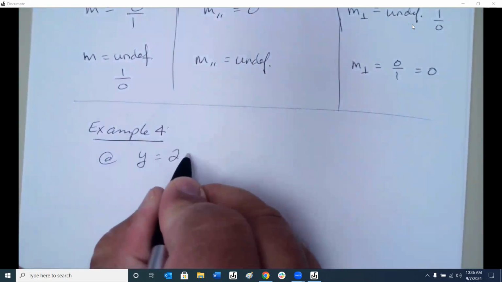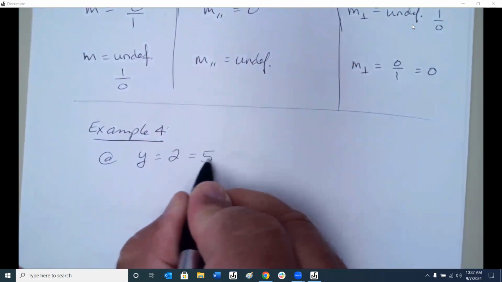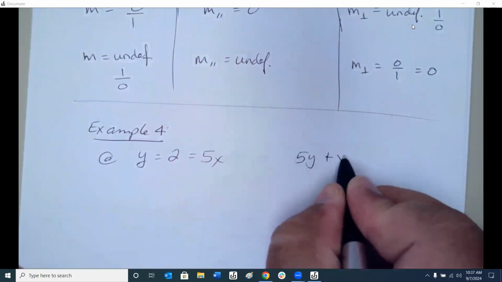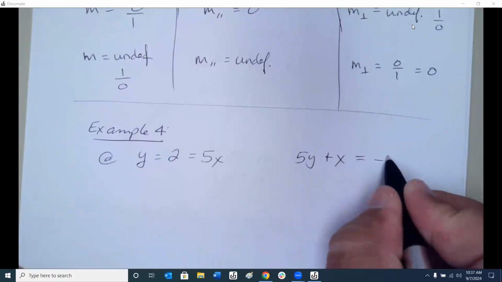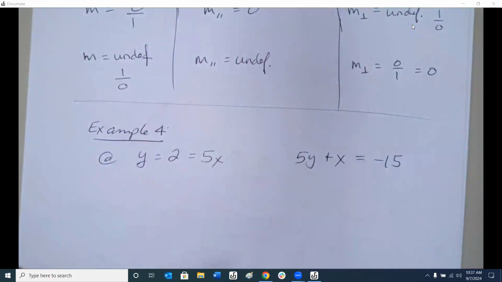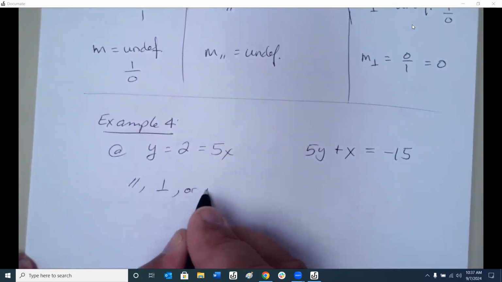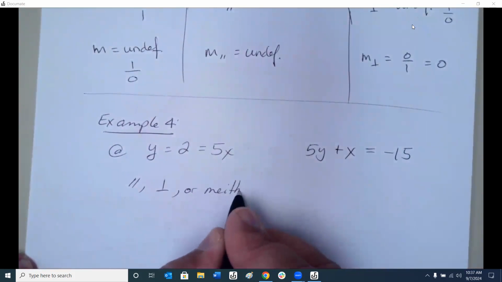y equals 2x, 2 equals 5x, and 5y plus x equals negative 15. Are they parallel, perpendicular, or neither?